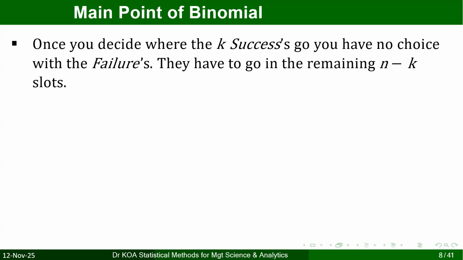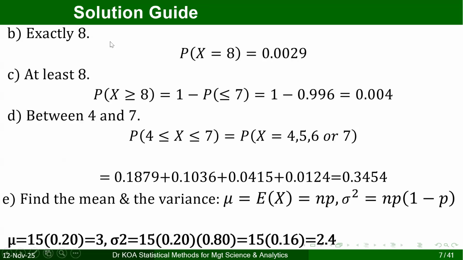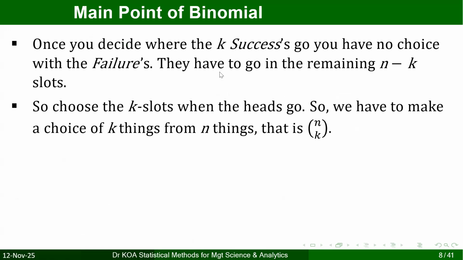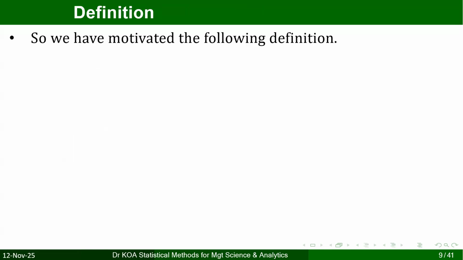Okay. Now, let's get the main point of a binomial exercise. So once you've gotten the successes, you can always find the failures. That principle is a very important principle: once you can find the successes, you can always find the failures. Why is that important? Normally what you do is that you choose the K slots. In the case of a head and a tail, when the heads go, you choose the K slots. So we have to make a choice of how many Ks from the sample size. And that is why we have that N choose K in the formula that you saw. So you saw that formula for a particular reason.